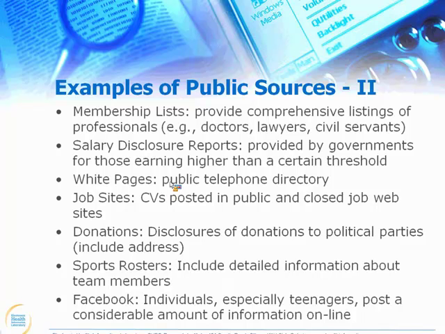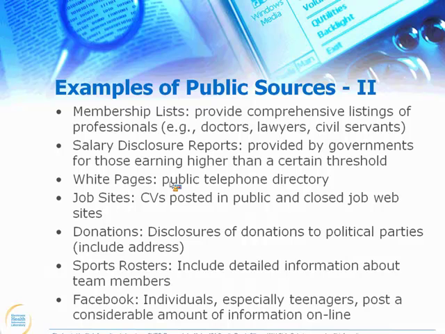And of course, now you can get that information from places like Facebook. Donation disclosure forms for political parties include names and addresses. Sports rosters include detailed information about team members, including, of course, dates of birth, location information, as well as other very precise measurements on dimensions. And then, of course, people post a lot of self-revealing information on Facebook and other social networks. So these are all public sources of information. Now, how can these be used to gather demographics about individuals?